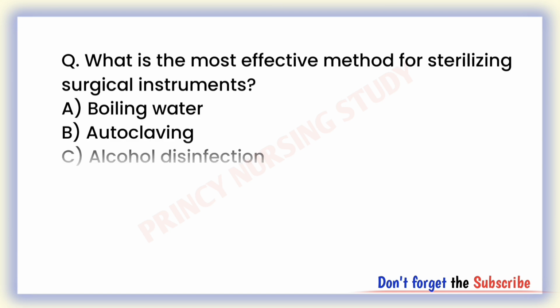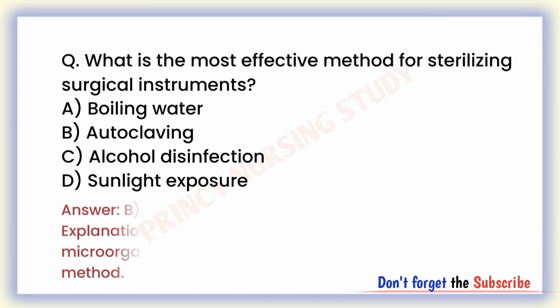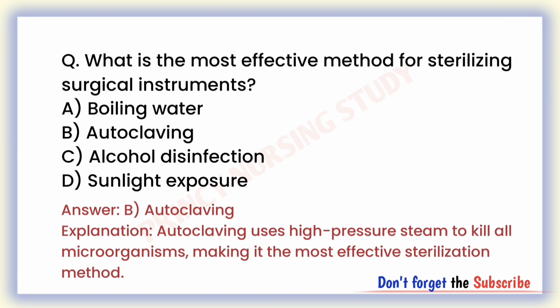Next question. What is the most effective method for sterilizing surgical instruments? Correct answer is B. Autoclaving. Autoclaving uses high pressure steam to kill all microorganisms, making it the most effective sterilization method.